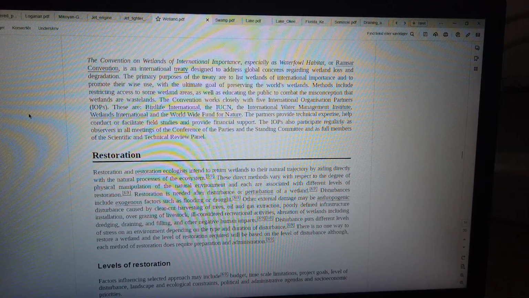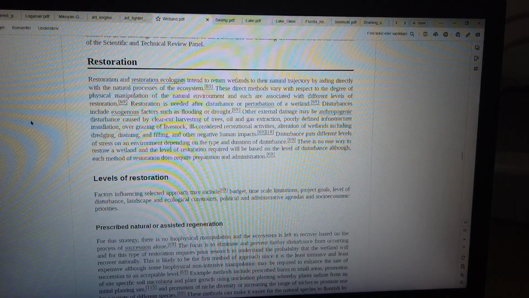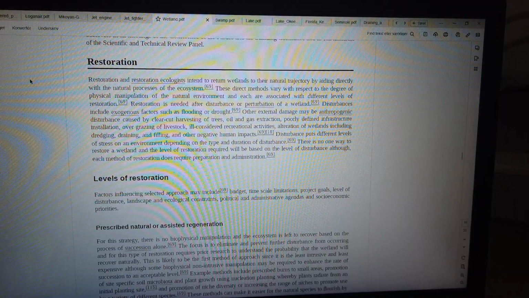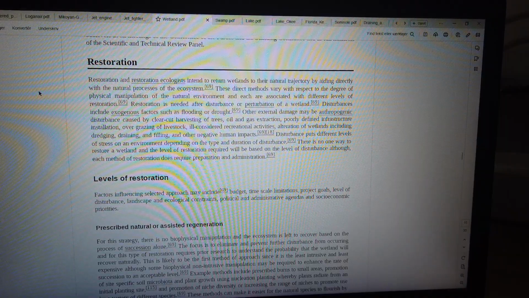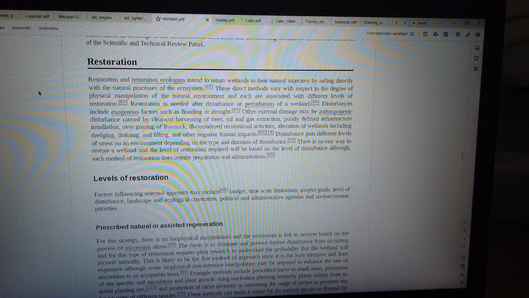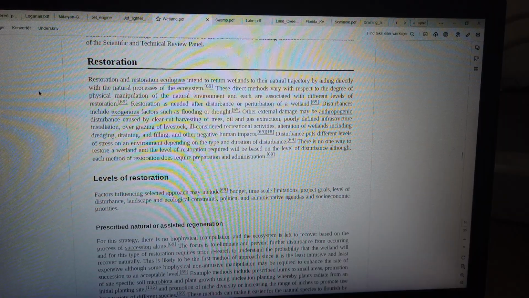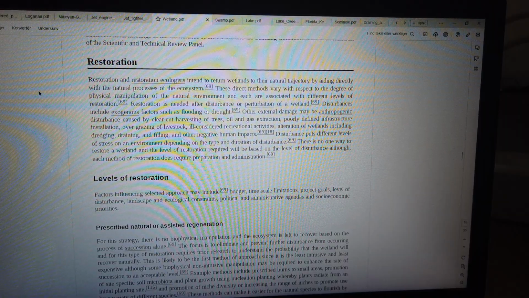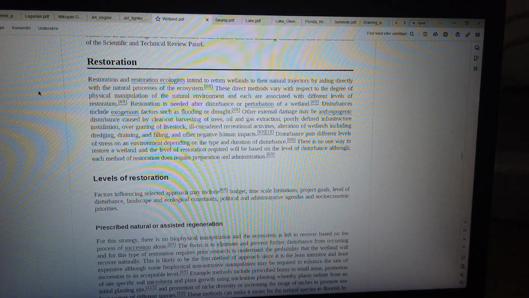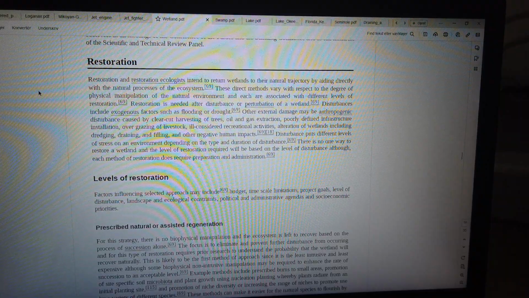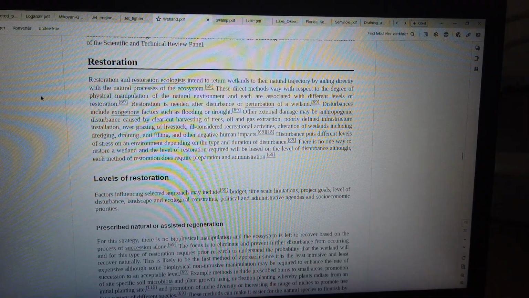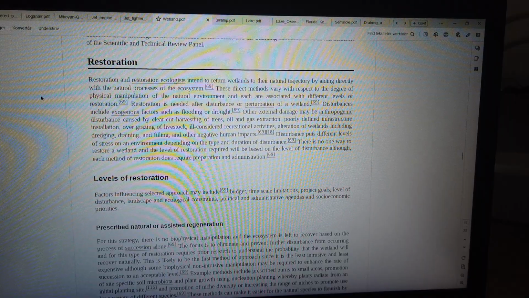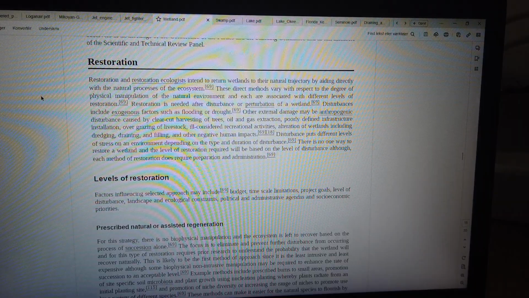Restoration ecologists intend to return wetlands to their natural trajectory by aiding directly with the natural processes of the ecosystem. These direct methods vary with respect to the degree of physical manipulation of the natural environment, and each is associated with different levels of restoration. Restoration is needed after disturbance or perturbation of a wetland. Disturbances include exogenous factors such as flooding or drought.